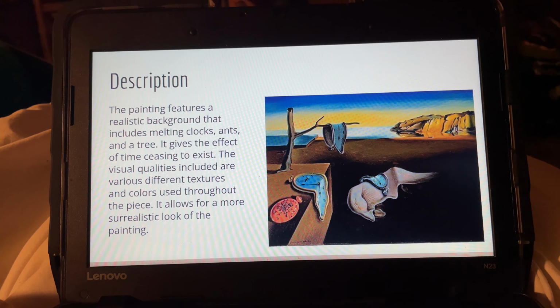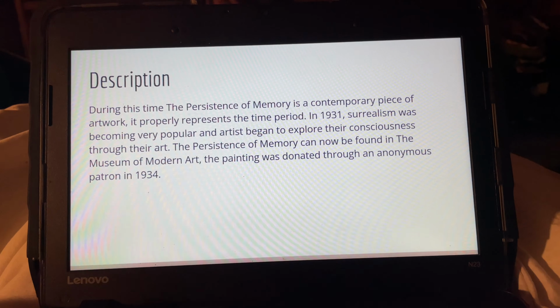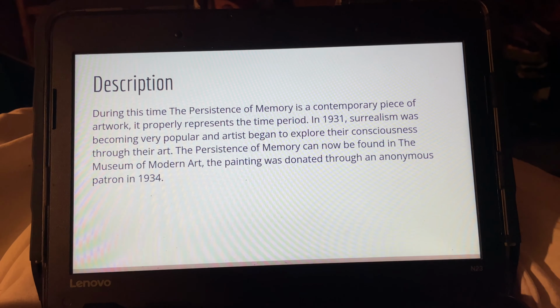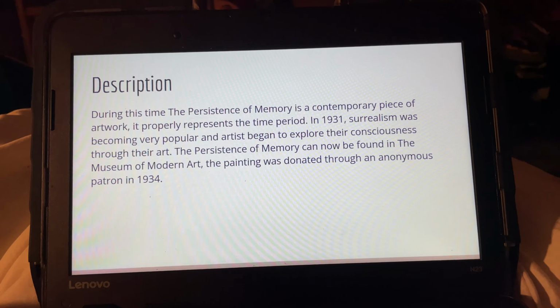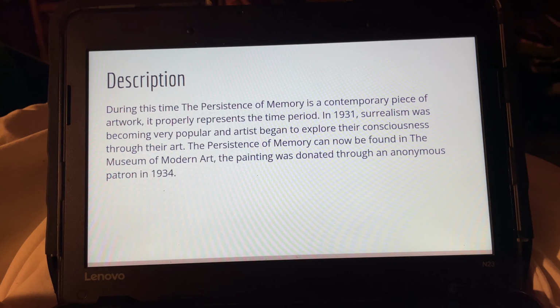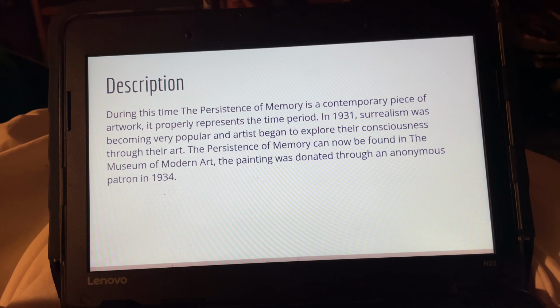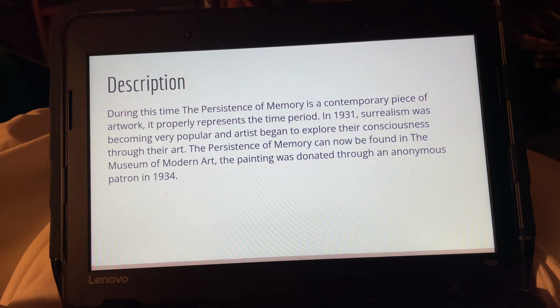And during this time period, The Persistence of Memory is a contemporary piece of artwork. It properly represents the time period. In 1931, Surrealism was becoming very popular and artists began to explore their consciousness through art. The Persistence of Memory can now be found in the Museum of Modern Art. The painting was donated through an anonymous patron in 1934. This piece came out during a time period where surrealism was becoming a very big trend, and it was becoming very popular throughout artwork, and you can see that through time.